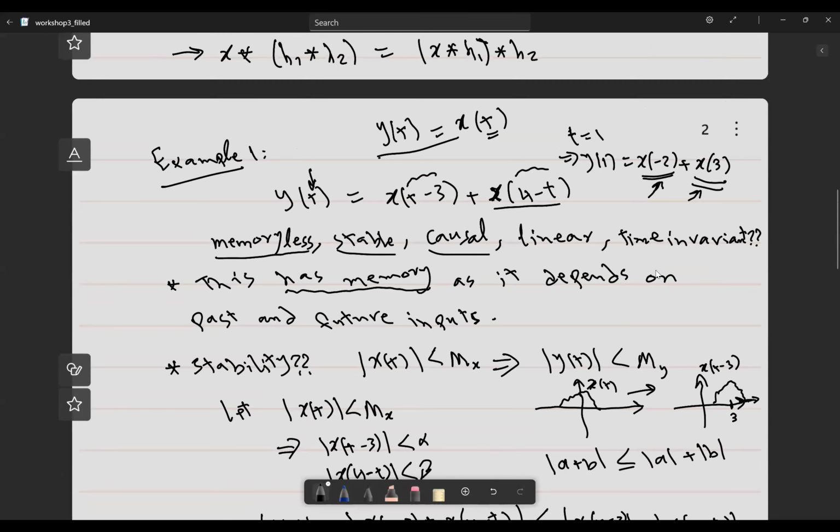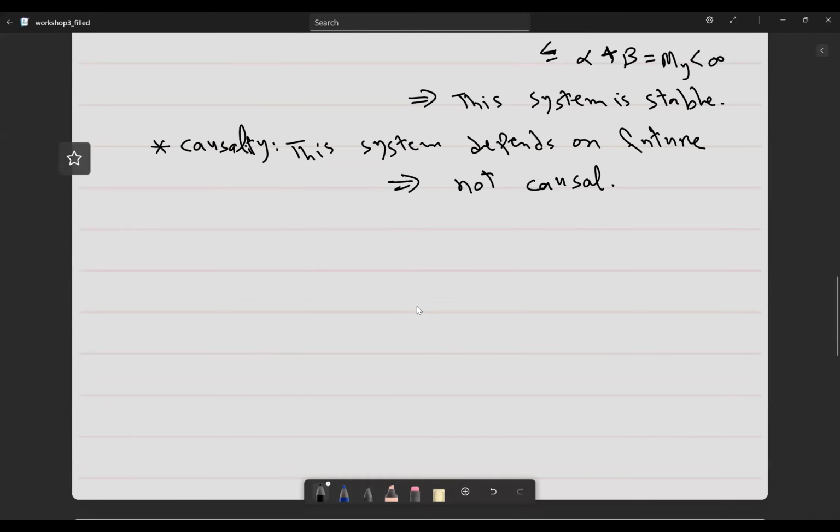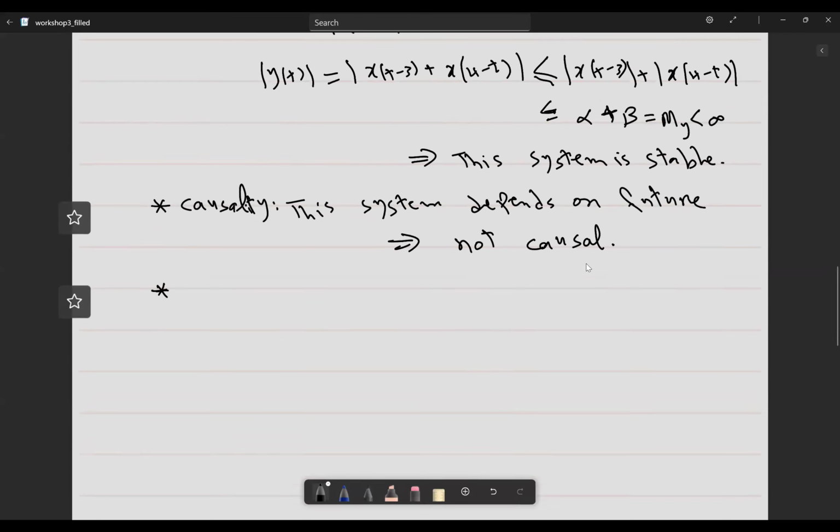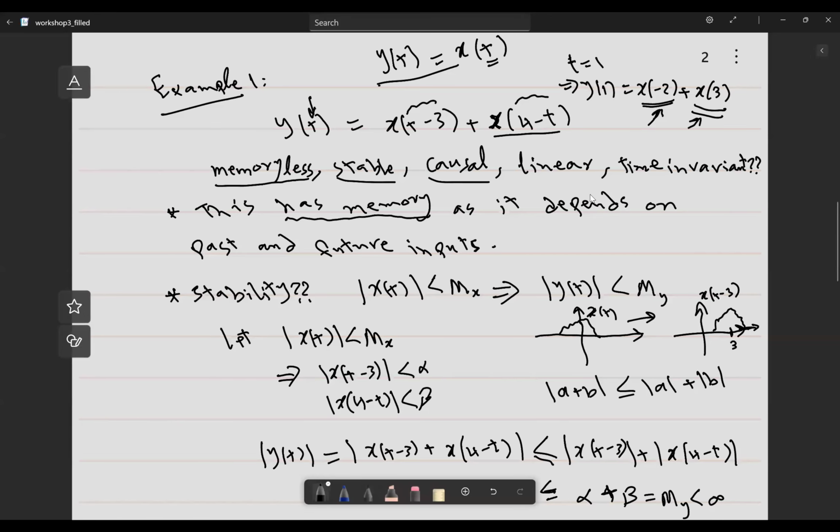The last two properties, linearity and time invariance, I think you have practiced those a lot. Those are not new, but the other properties are new. I'll just write the definition of those two properties to remind you, and then I leave it for you to check if the system is linear or time invariant.